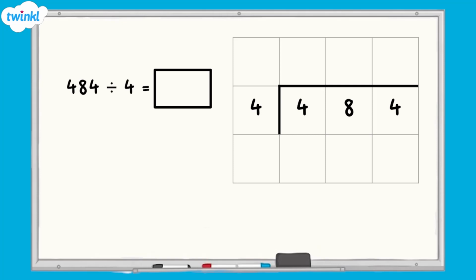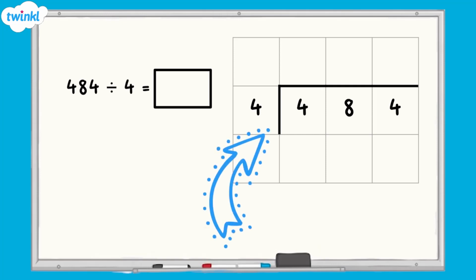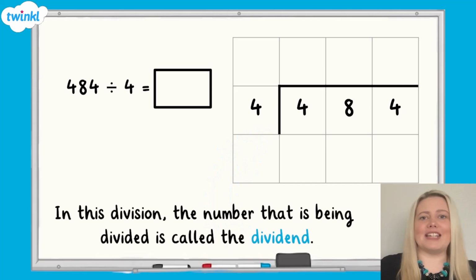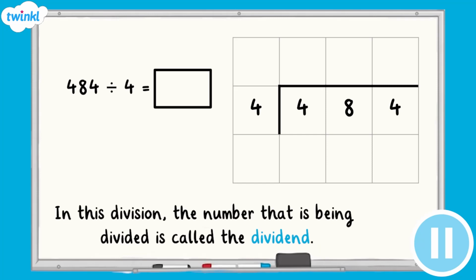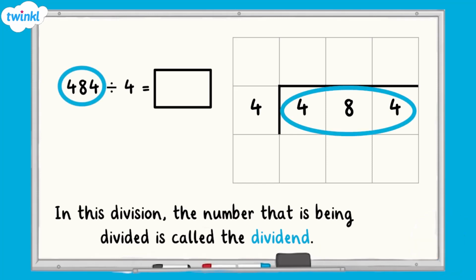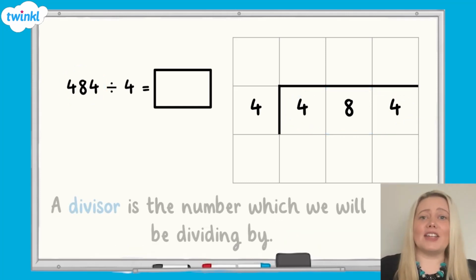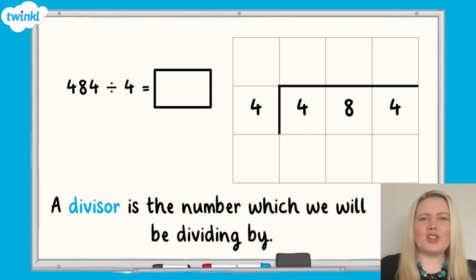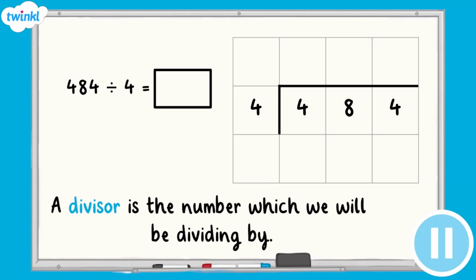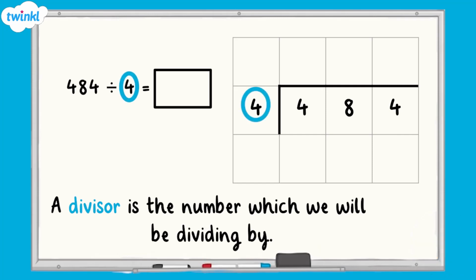484 divided by 4. In short division, we lay our work out like this example. In this division, the number that's being divided is called the dividend. Can you find the dividend? Great! The dividend, the number we'll be dividing, is 484. We also have a divisor. A divisor is the number that we're dividing by. Which number is the divisor here? Brilliant! The divisor is 4, as we're dividing 484 by 4.